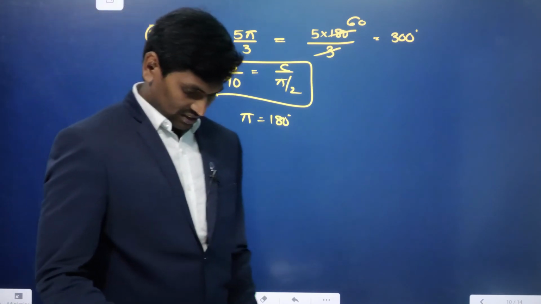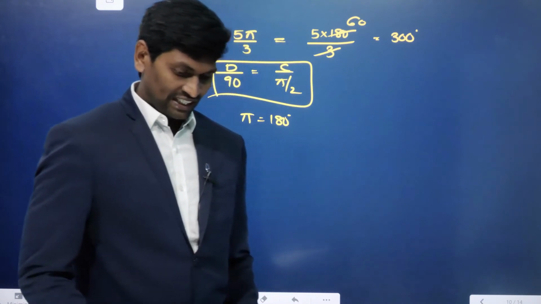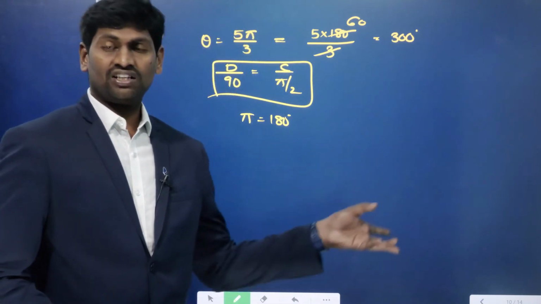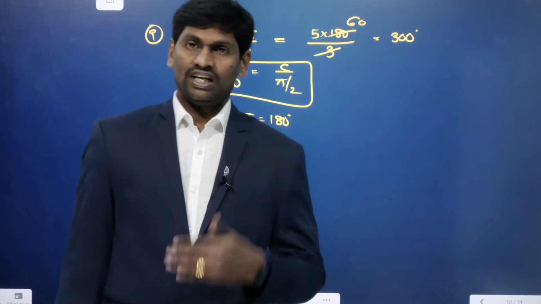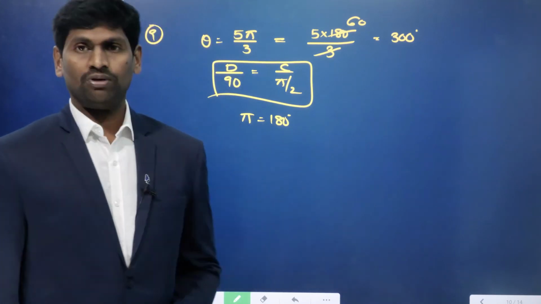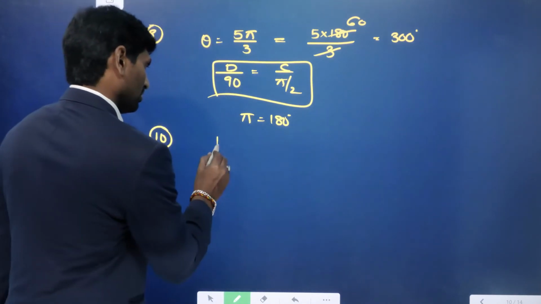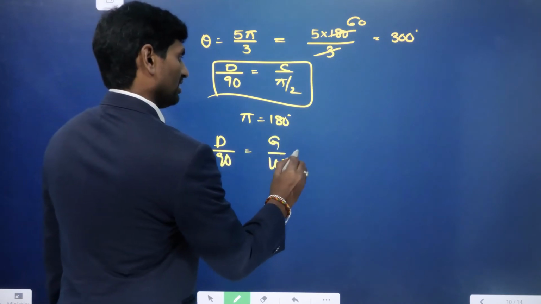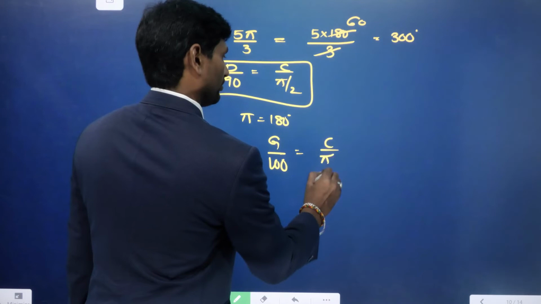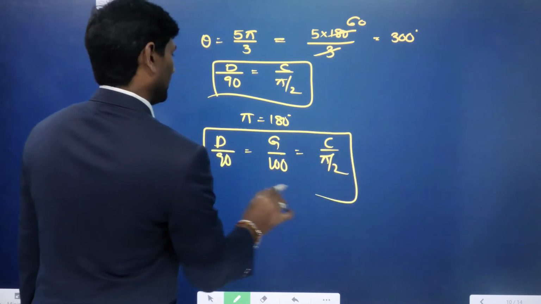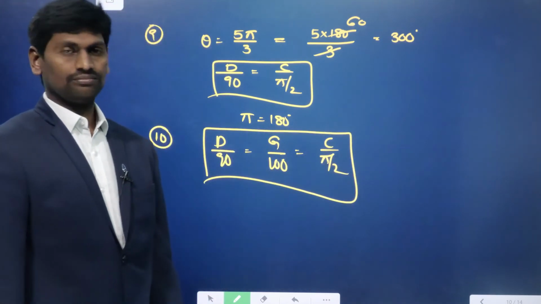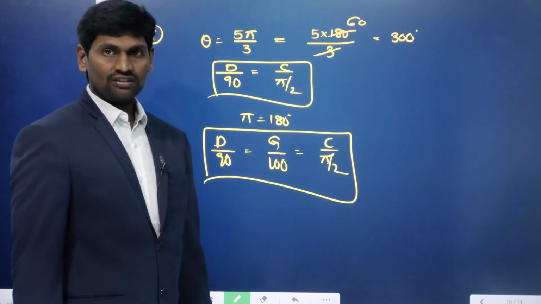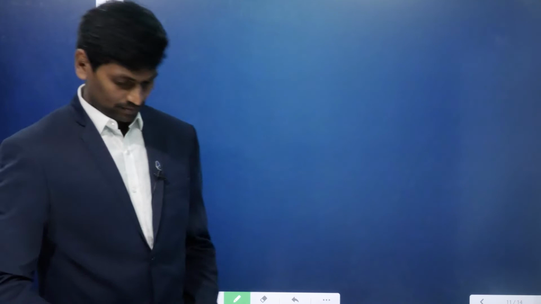That is the relation between the degree, grade and radian. We have already discussed D by 90 equals to G by 100 equals to C by pi by 2. That you can choose as the option. This is the relation between degrees, grades and radians. Let us go to the next problem. So that is the 11th one.